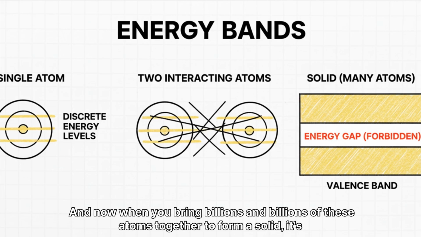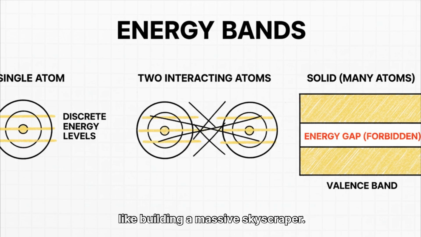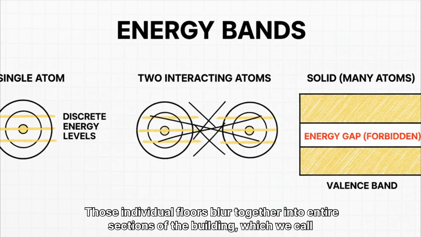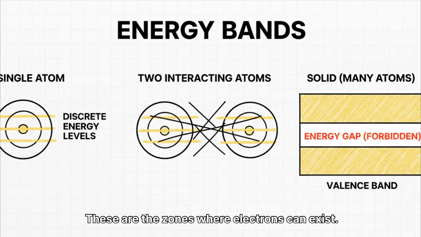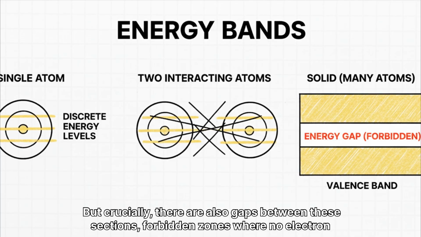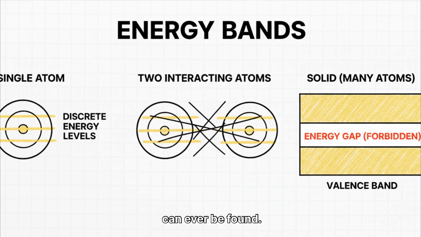Now, when you bring billions and billions of these atoms together to form a solid, it's like building a massive skyscraper. Those individual floors blur together into entire sections of the building, which we call energy bands. These are the zones where electrons can exist. But crucially, there are also gaps between these sections, forbidden zones where no electron can ever be found.